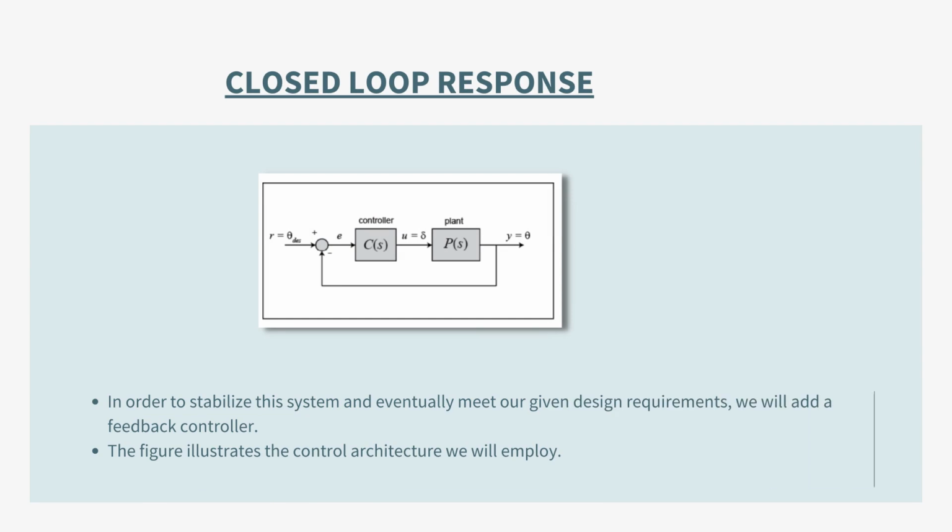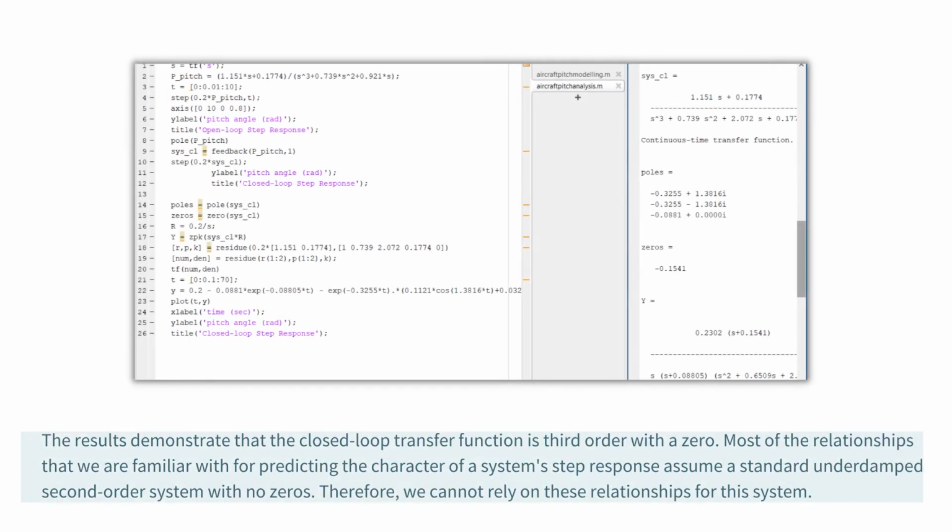In order to meet our design criteria, we have added a feedback controller, and this is the architecture we have employed. The result demonstrates that the closed loop transfer function is third order with a zero. However, we are familiar with predicting the character of a system step response with no zeros. But since we have got a zero, we cannot rely on these relationships for this system.